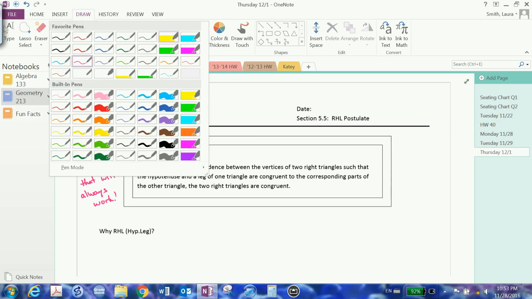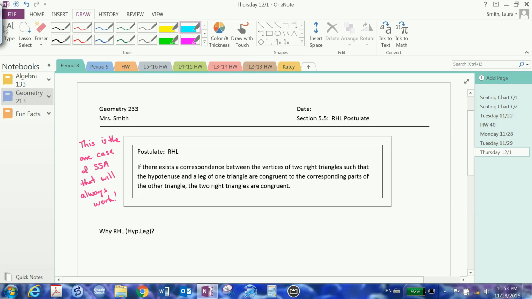So these are the important bits. We have to have right triangles, and we need to know hypotenuse is congruent and a leg. All right.